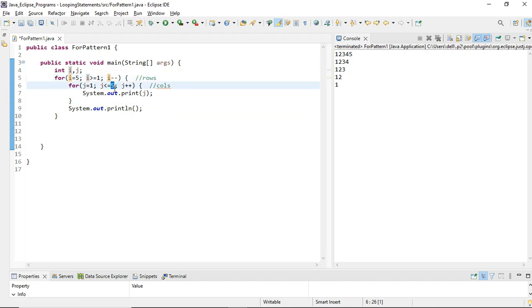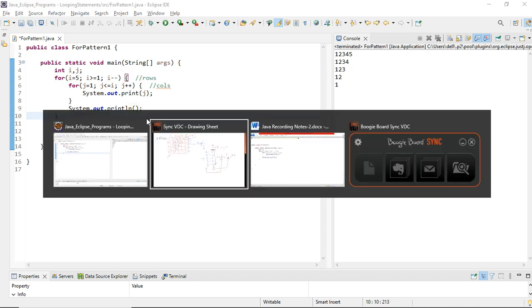When I becomes 4, here it will substitute 4 in the place of I, and it will print 1 to 4 numbers. Like this it is going to work. Okay, so this is the program, please.